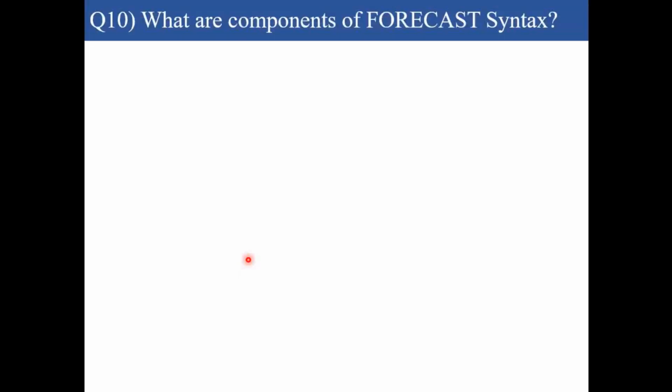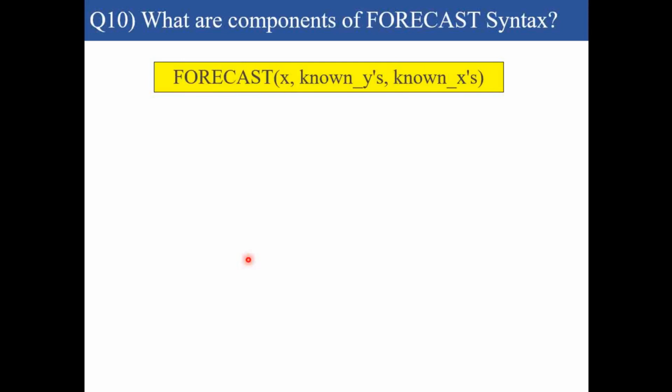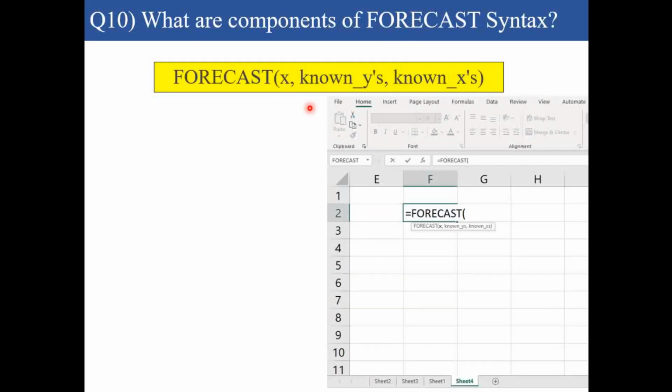Okay, so the next one, what are the components of the forecast syntax? If you observe the forecast syntax when we type it in Excel, it has this syntax: FORECAST in brackets x comma known y's comma known x. These three parameters we have to enter manually while using the earlier version of Excel. So what is the meaning of that? That we are going to learn.